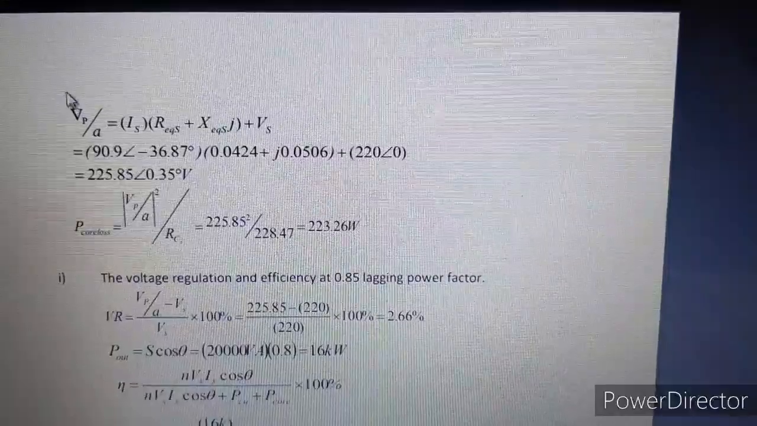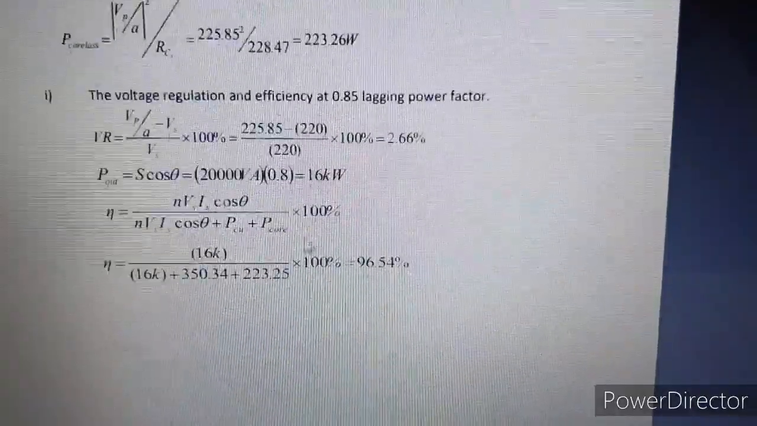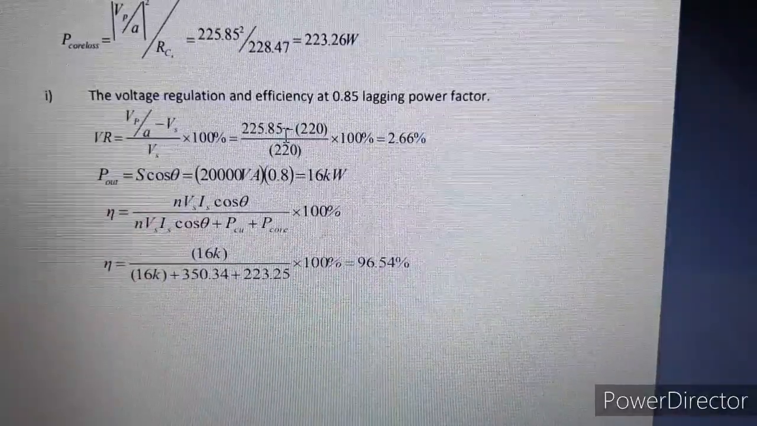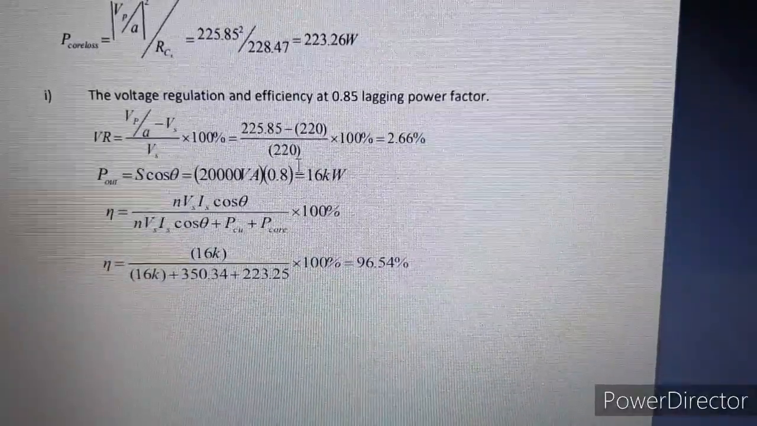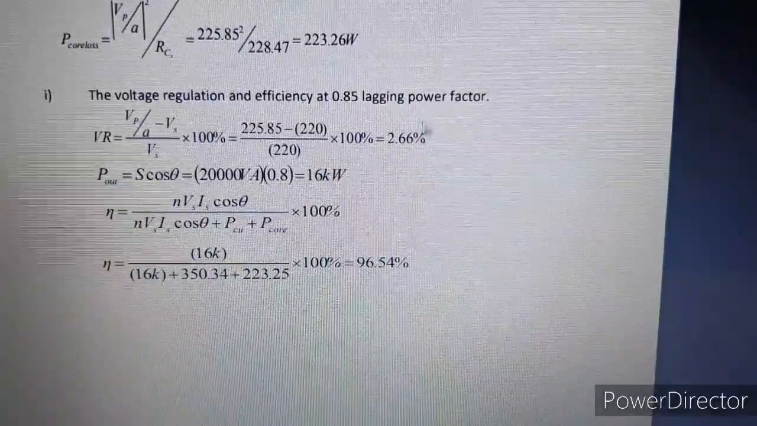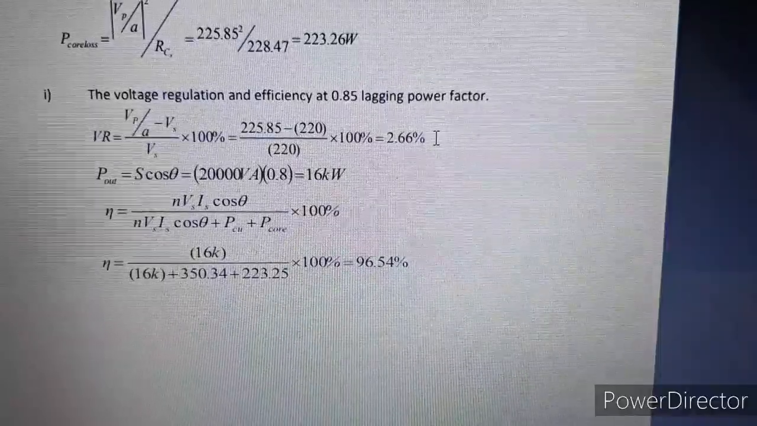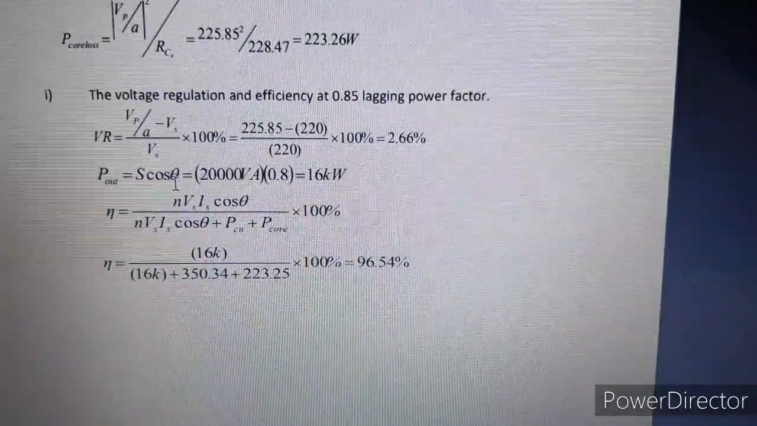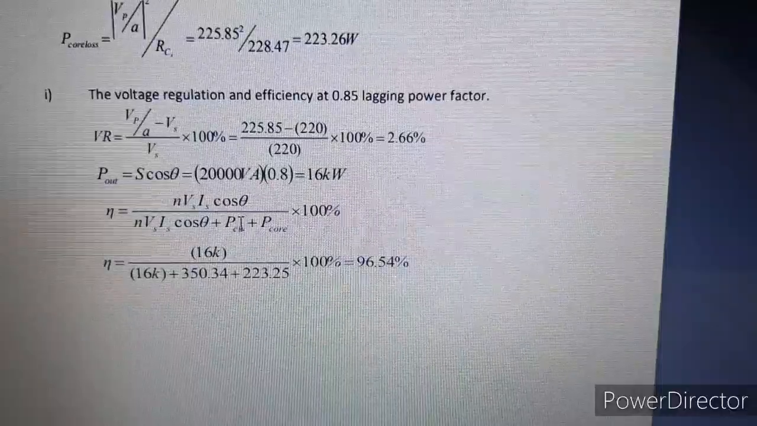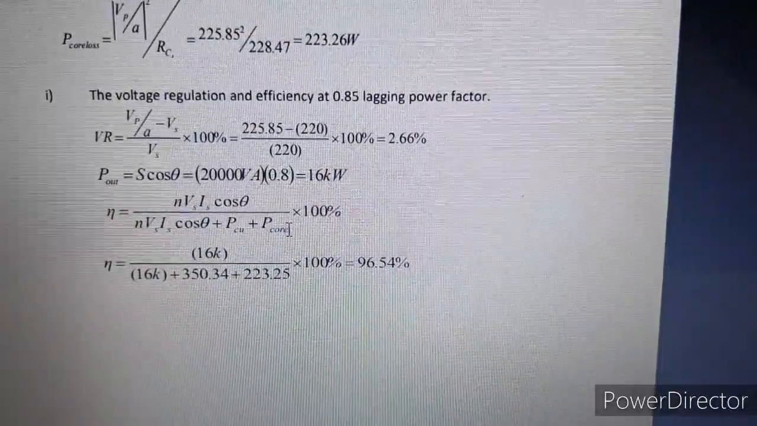You have already calculated your KVL just now, so just take 225.85 minus 220, divided by 220. You'll get that. Voltage regulation is low, normal. The lower the better. Then the efficiency is P out over P out plus P copper plus P core.